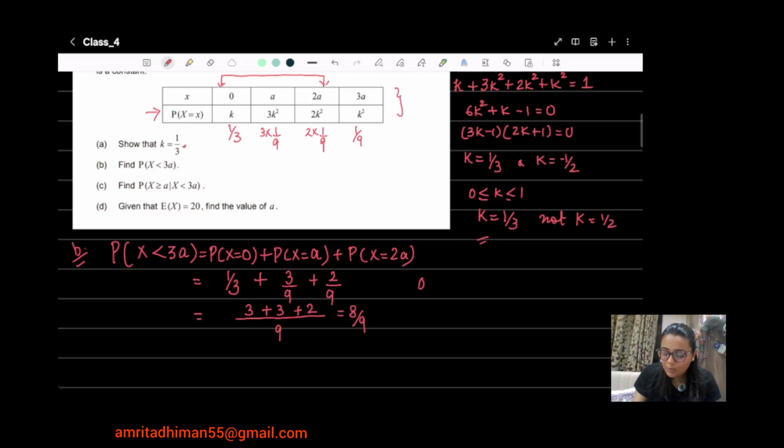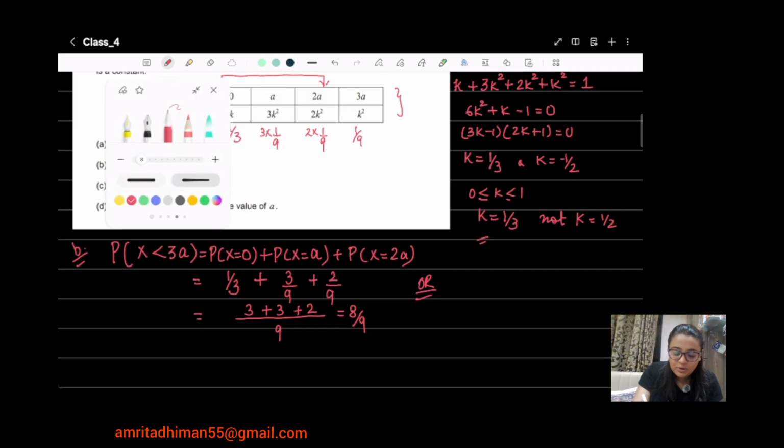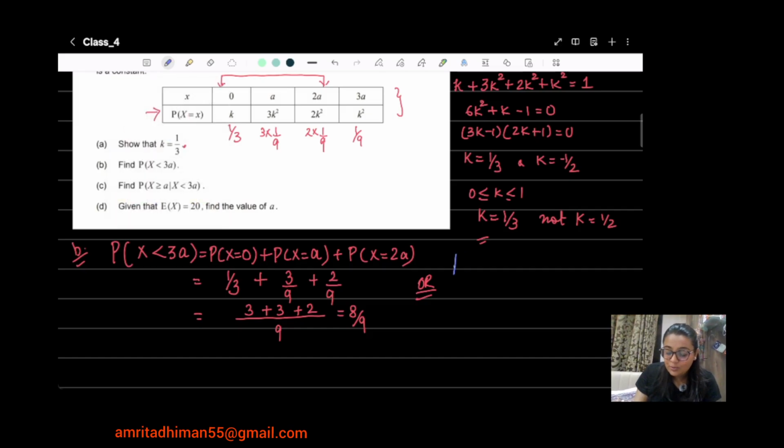Or, the easiest way, you can use the negation formula. If it is probability X is less than 3a, you can write 1 minus probability X is greater than or equal to 3a. For greater than or equal to 3a, we only need to take X is equal to 3a, right? Which is equal to k square, which is 1 by 9, so we get 8 by 9 directly, right?